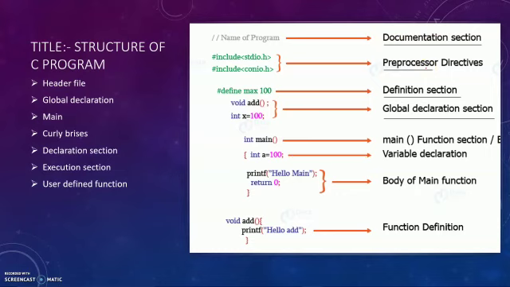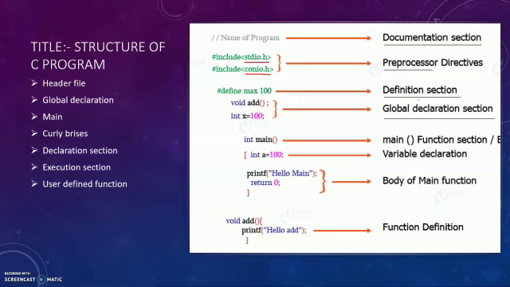Then is the preprocessor directives. This is the include header file section. Here header files are included. Header files tell the preprocessor to include certain functions in the program. Here we have included two header files, that is stdio.h, which stands for standard input output, and conio.h, which stands for console input output. .h is the extension used.